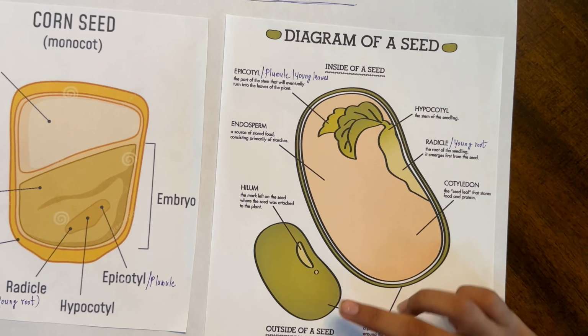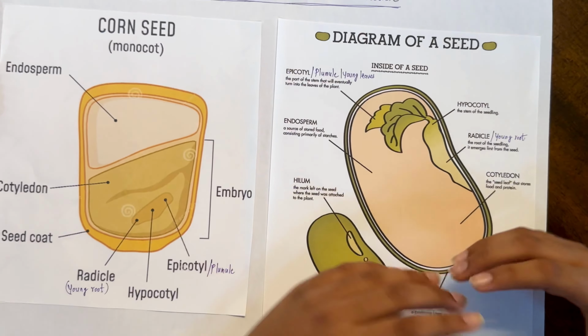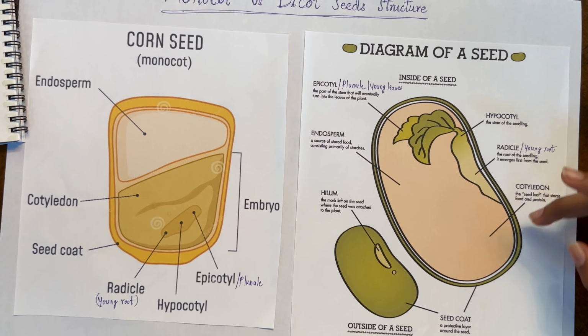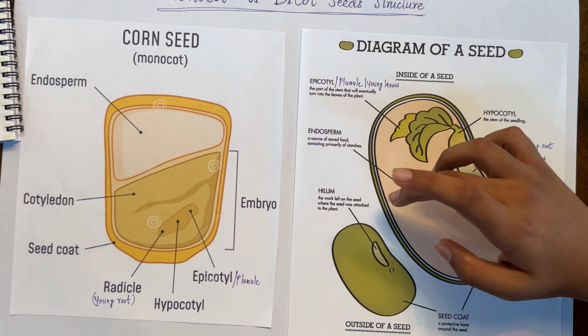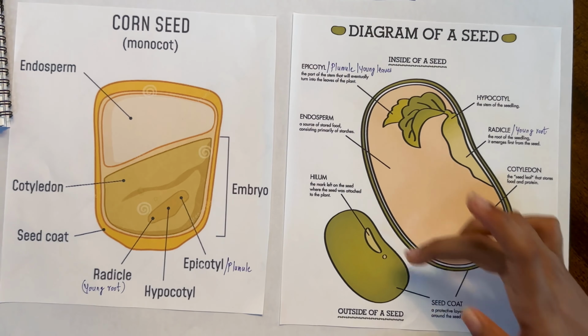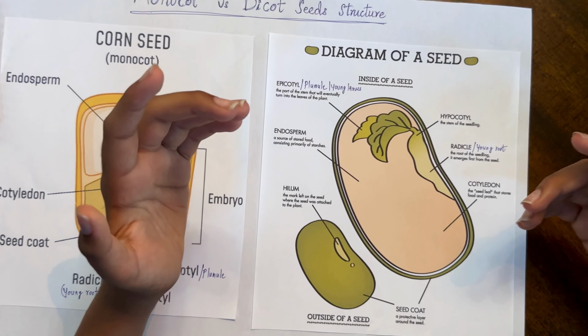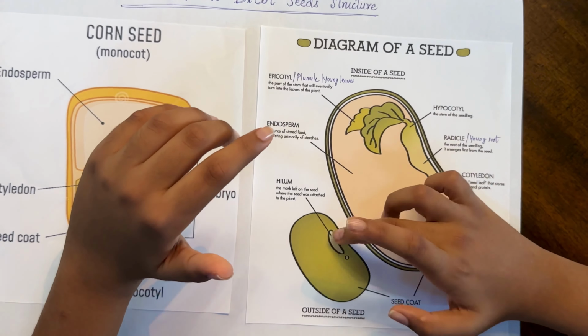Then we have the endosperm and cotyledon, which is basically just food storage. So before the seed can photosynthesize, it's going to be getting its nutrients from these areas over here. The cotyledon is part of the embryo, but the endosperm is not. Next, we're going to be looking at the outer part, the seed coat. It has a very similar structure, except here it has a hilum.